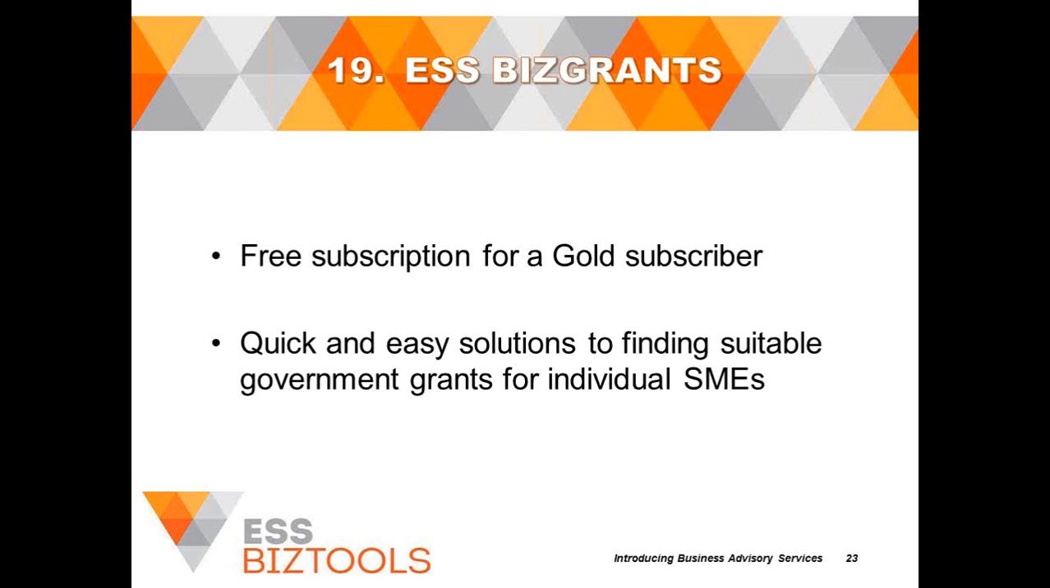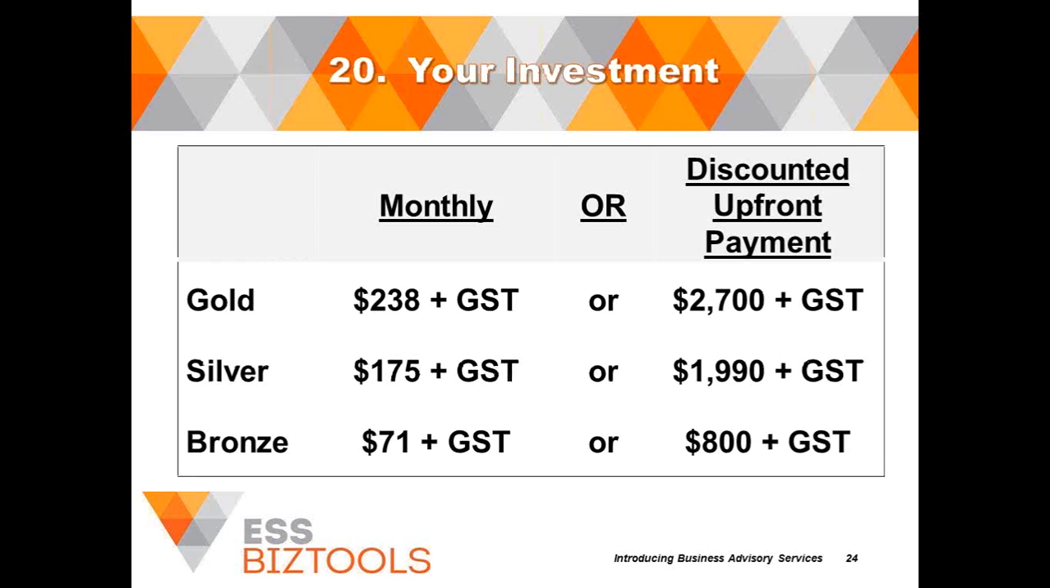ESS Biz Grants is part of the subscription package for a gold subscriber to ESS BIZTOOLS, or alternatively you can subscribe to it separately. And this works on the basis of helping you to quickly identify, under 10 minutes, grants that an individual, small, medium enterprise might be eligible for. A great way to get into offering business advisory services is to talk to clients about government grants. And there's a lot of work under government grants that accountants who are proactive in offering business advisory services can undertake. Budgets, business plans, human resources systems, debtors management improvement, mentoring the management team are just some of the jobs that I've undertaken.